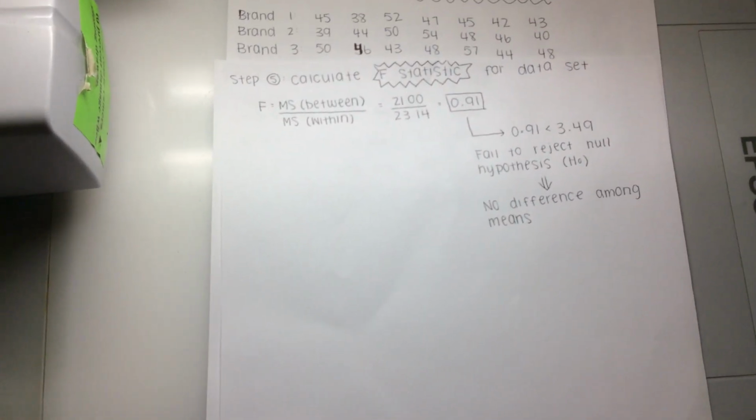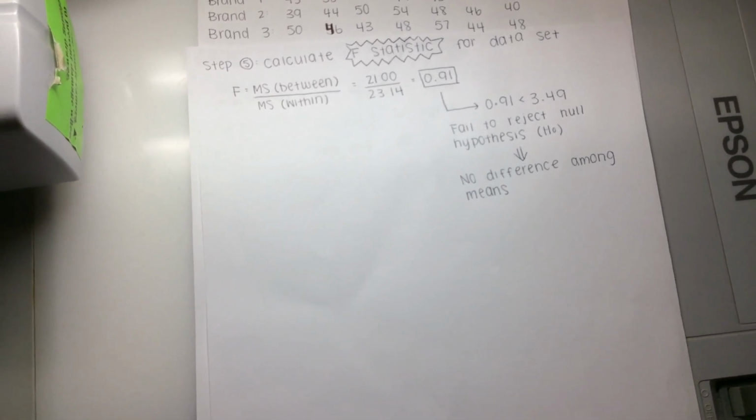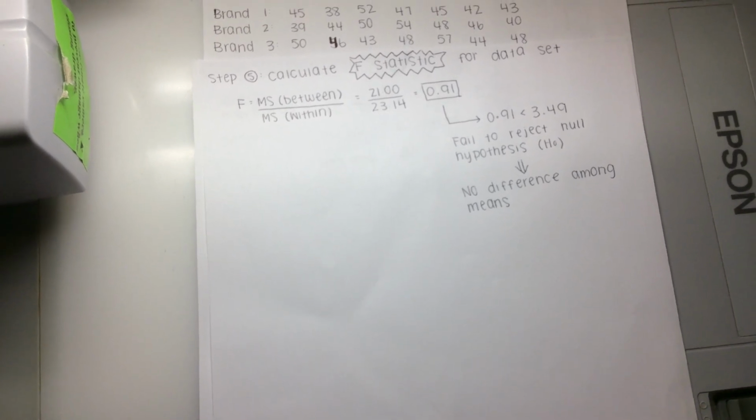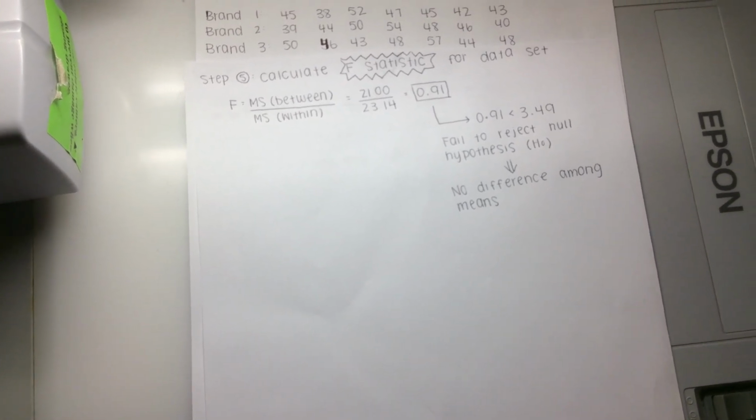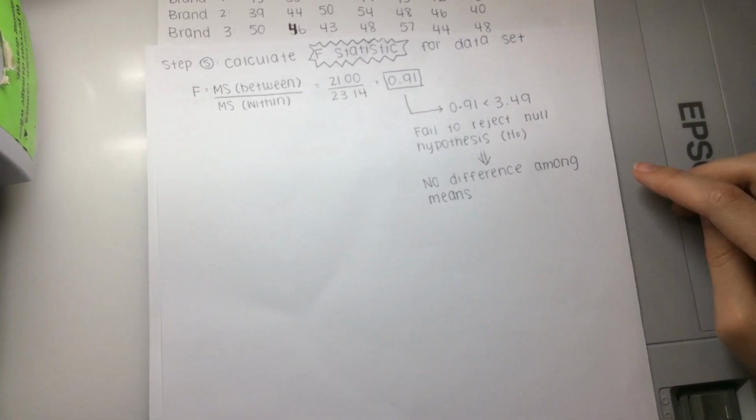Next, we will calculate the F statistic for the data set. The F value is equal to the variance between divided by the variance within, which equals 21 divided by 23.14, or 0.91. 0.91 is less than the critical value of 3.55.